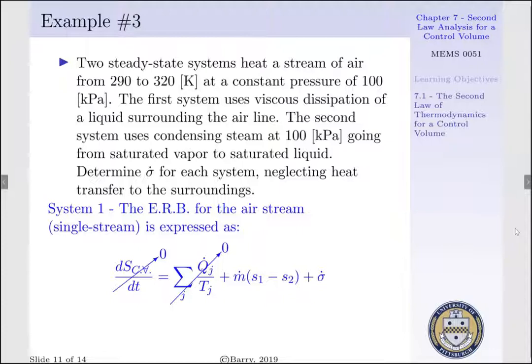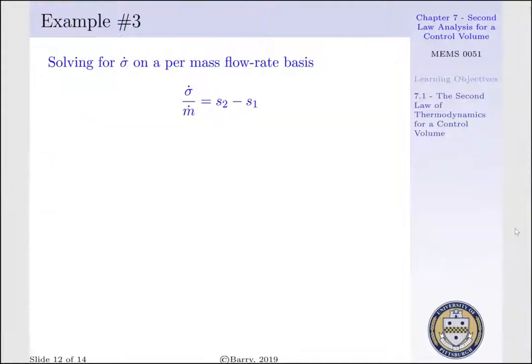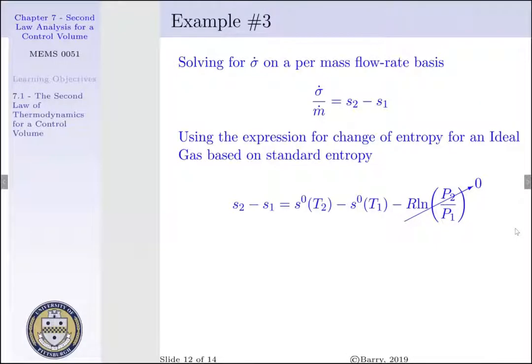To begin, we apply our entropy rate balance equation for our air stream. That is, we have a single stream where we enter at 290 Kelvin and exit at 320 Kelvin. Since this is steady state, there is no time rate of change of entropy within our system, and we do not have any heat transfer occurring between our heat exchanger and our surroundings. Thus, we'd have the mass flow rate of our air times the change of our entropy between our inlet and exit being equal to the negative of our entropy generation. Or, solving for entropy generation on a per mass basis, sigma dot per m dot would be S2 less S1.